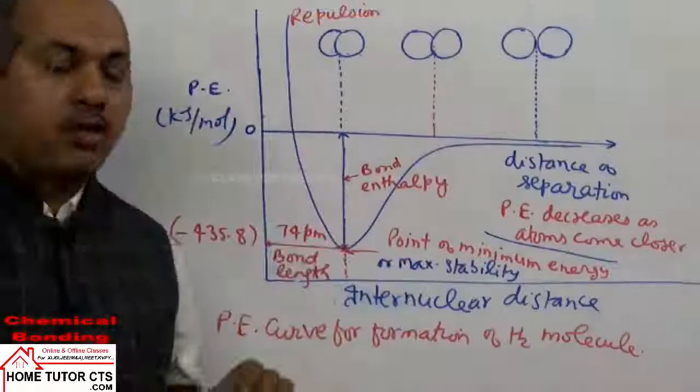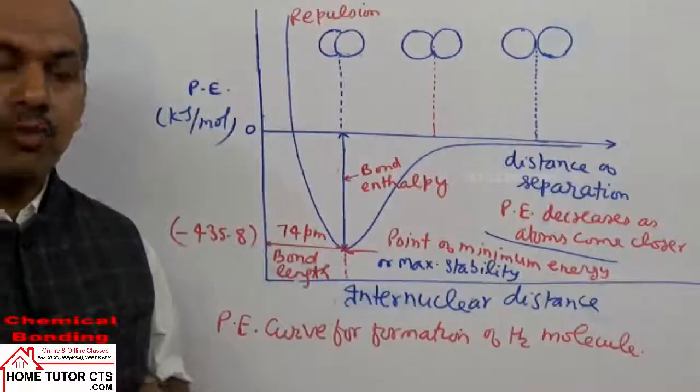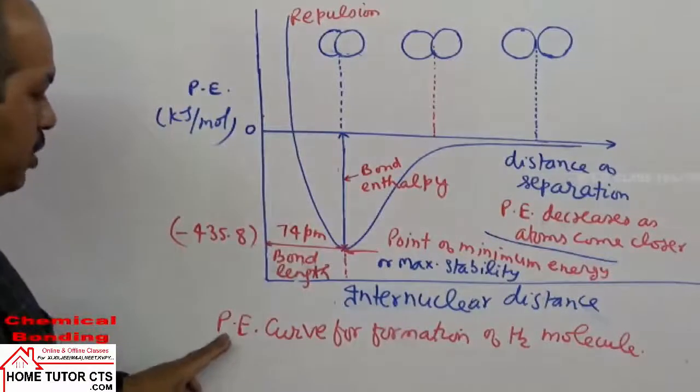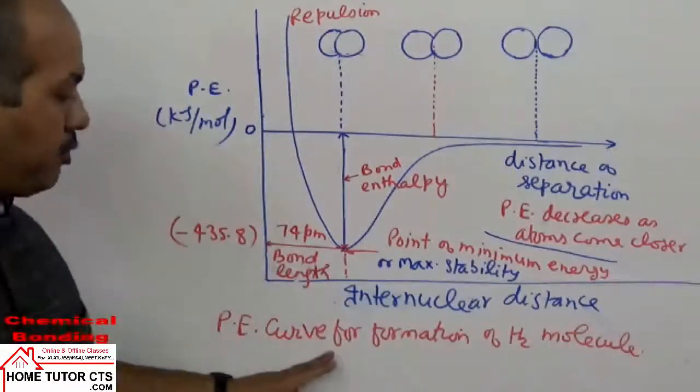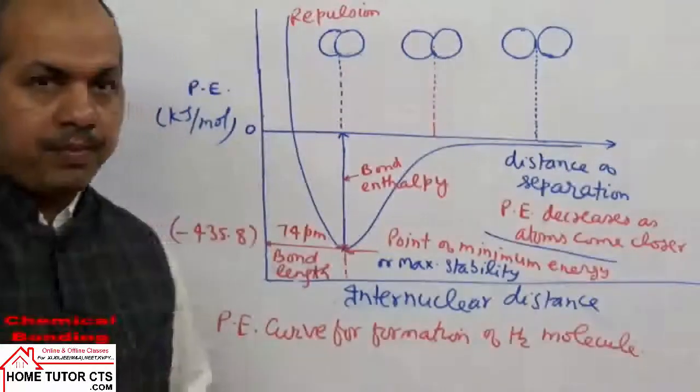Now using valence bond theory, let us try to understand the bonding in H2 molecule. It has been drawn as the potential energy curve for formation of hydrogen molecule.